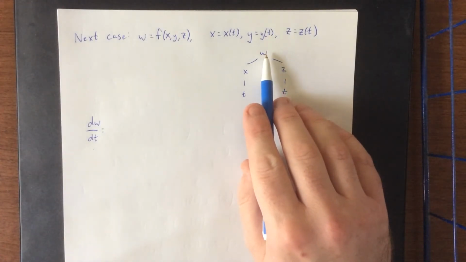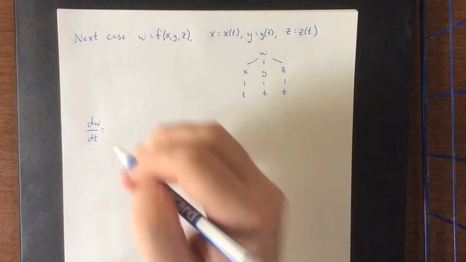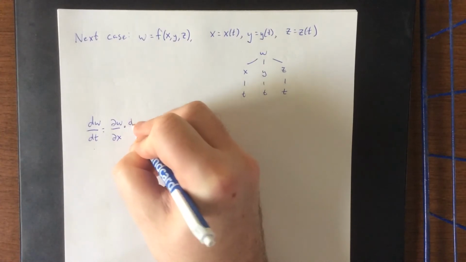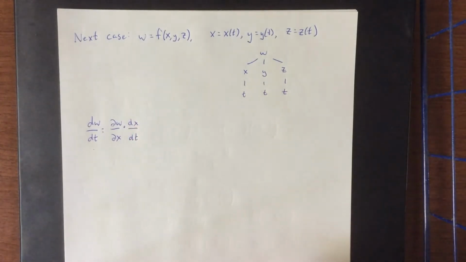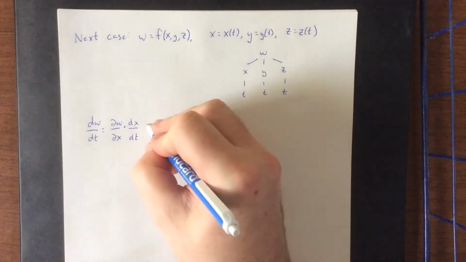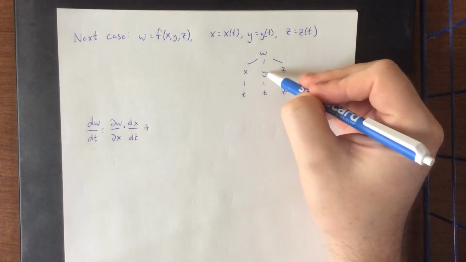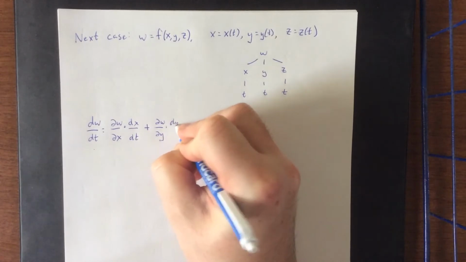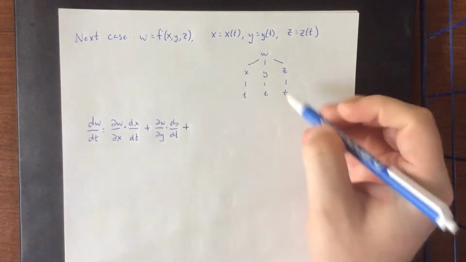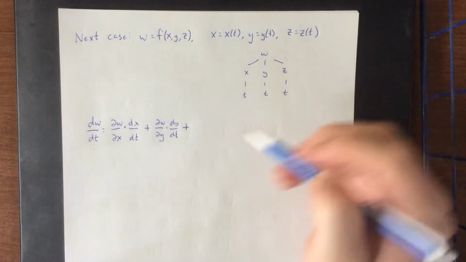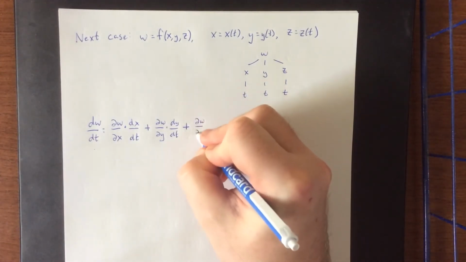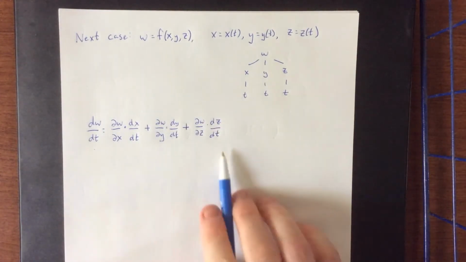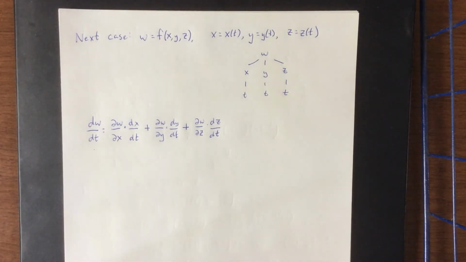First one is to say go from w to x and x to t. So the first derivative will be a partial derivative, since w is a function of three of our intermediate variables, and then dx dt, because x is a function of only one variable. Or I can go from w to y and y to t, or I can go from w to z and z to t. This would be our expression, according to the chain rule, for the derivative of w with respect to t.